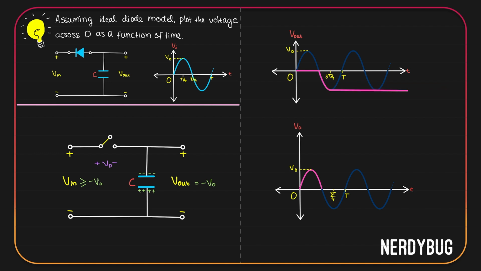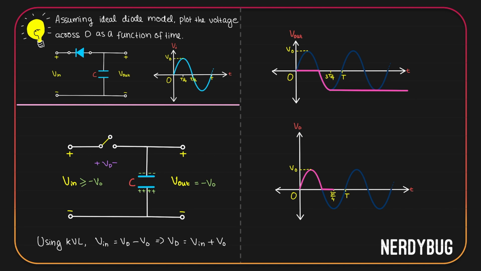How about the potential across the diode? Input is given over here. Some of it will be dropped across the diode as Vd, and across the capacitor we have minus V naught. V input will be dropped across the diode and the capacitor. But voltage across the capacitor is minus V naught, so we can write Vd minus V naught. This gives us Vd, or the potential across the diode, is input voltage plus a constant V naught. V naught is the peak value of our input.